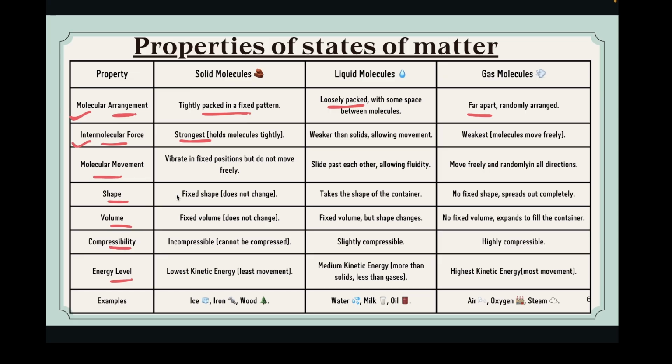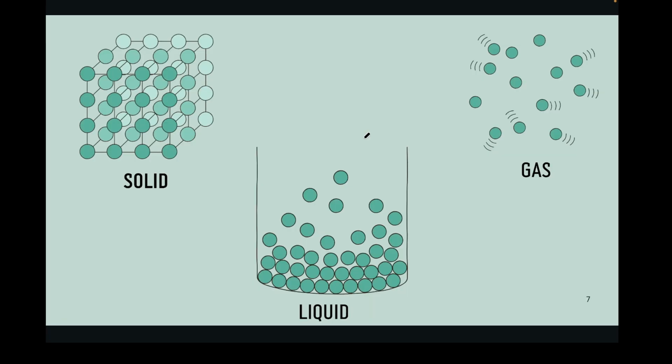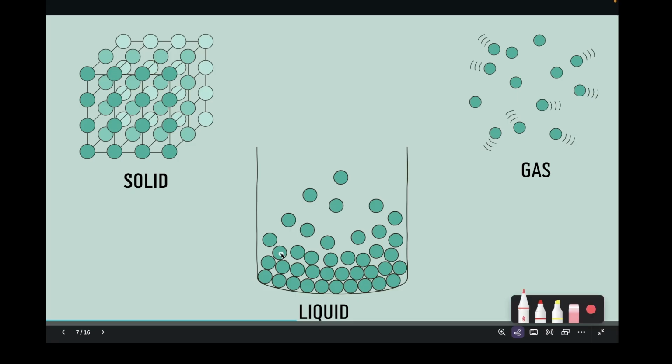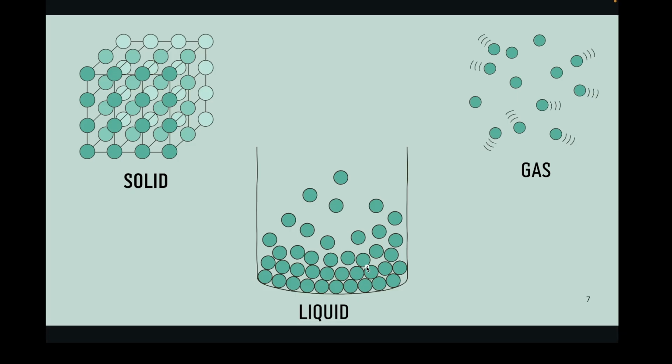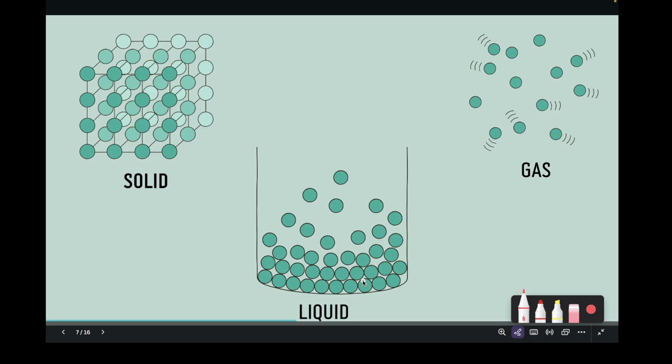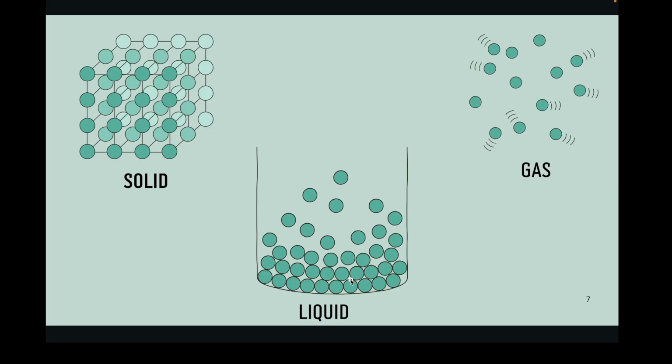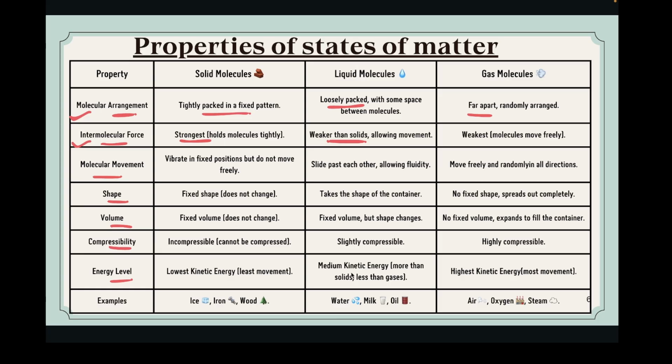In liquids, forces are weaker than in solids, or moderate. They are strong enough to keep particles close together, giving liquids a definite volume. Here you can see molecules are loosely packed and the forces are moderate. If we are talking about gases, intermolecular forces are very weak, weakest in gases or almost non-existent.